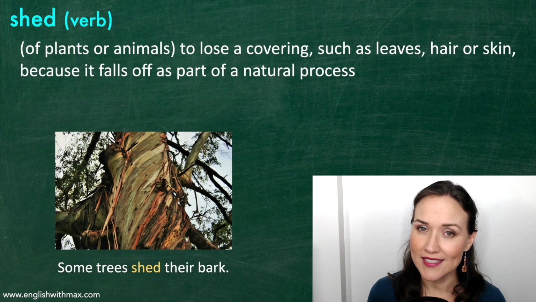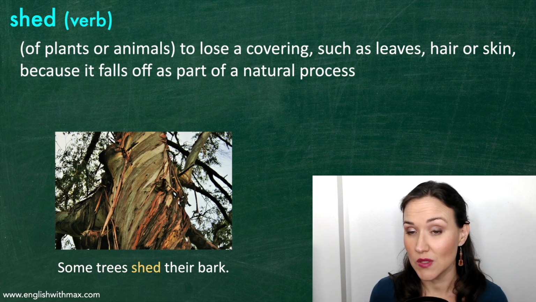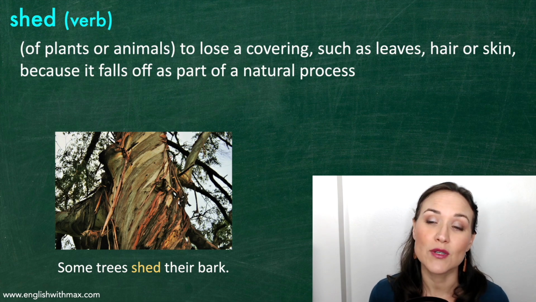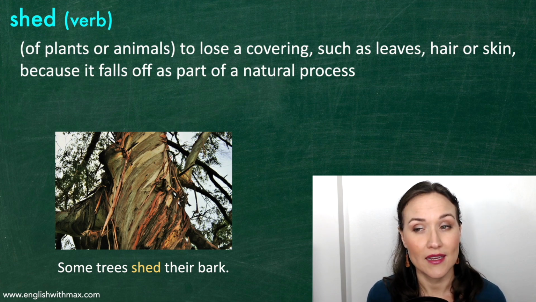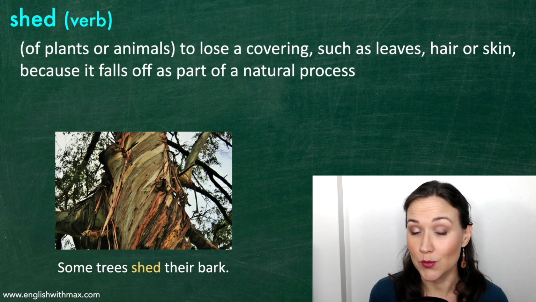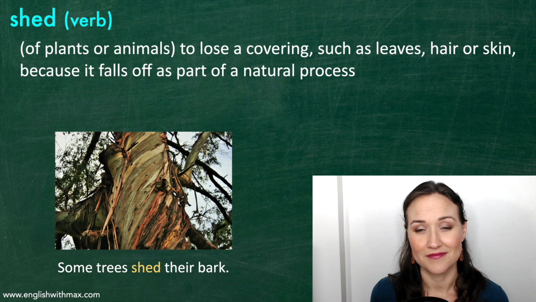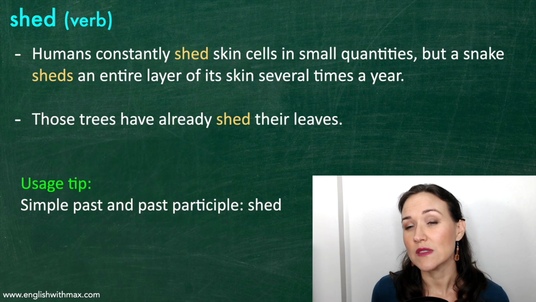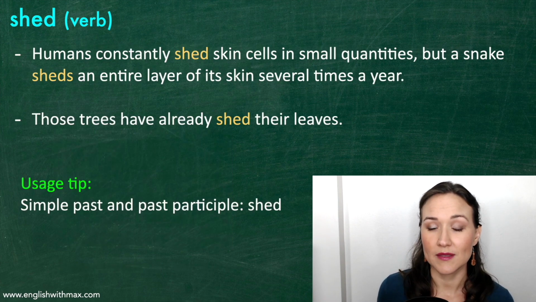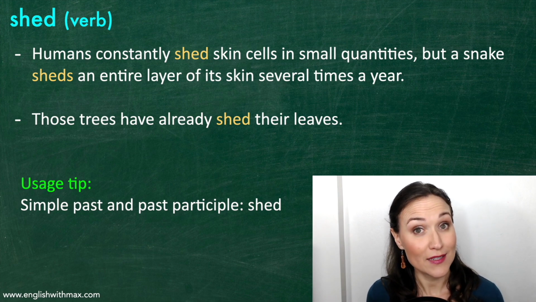Now we have shed. Shed. This is a verb. Of plants or animals. To lose a covering such as leaves, hair, or skin because it falls off as part of a natural process. Some trees shed their bark. Humans constantly shed skin cells in small quantities, but a snake sheds an entire layer of its skin several times a year.